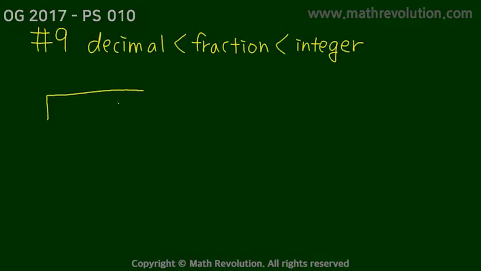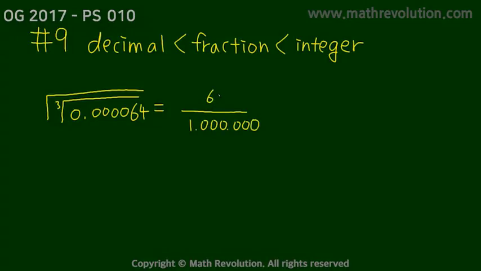Now, if we look at our question, we're looking at the value of square root of cube root of 0.000064. Now we're going to try to convert this into fraction. So that decimal figure becomes 1/millionth of 64. And here we have a cube root. And on top of that, we have a square root, right?